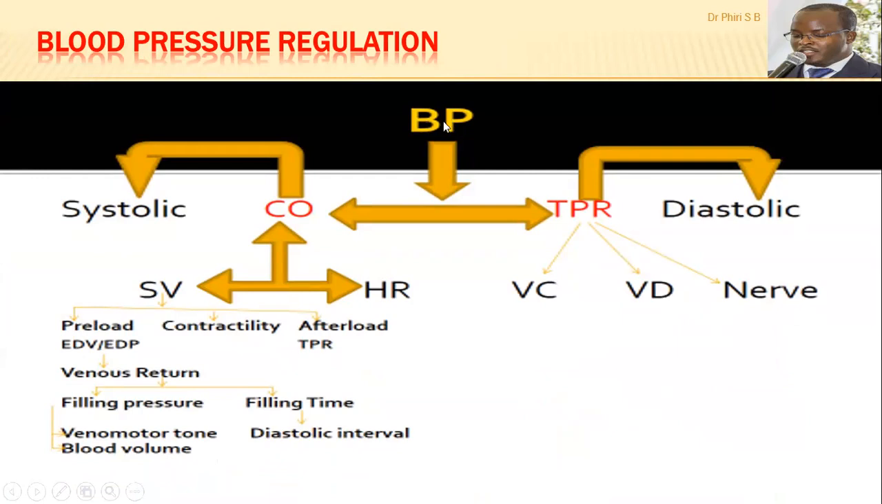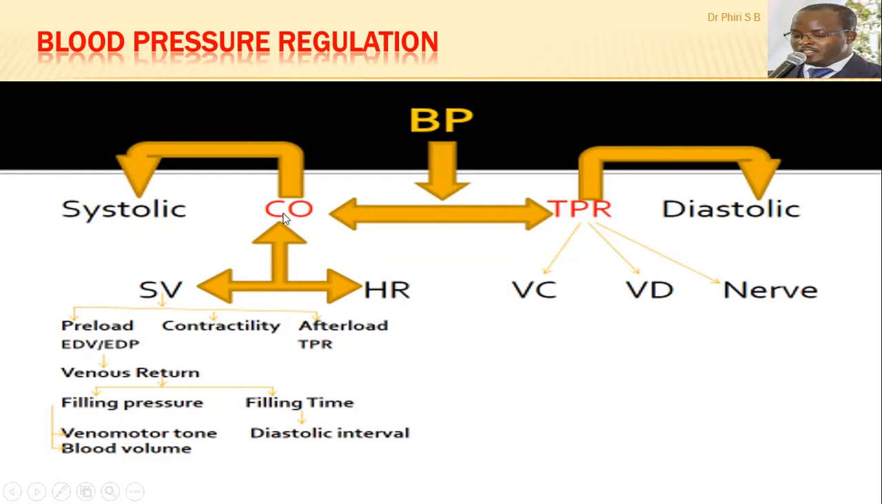This blood pressure, you can measure the systolic blood pressure or the diastolic blood pressure. But the systolic blood pressure is mainly dependent on the cardiac output. Remember, we said the systolic blood pressure is the maximum blood pressure in the arteries. So the maximum force that the blood exerts against the blood vessel walls is called the systolic blood pressure. That is determined by the cardiac output.